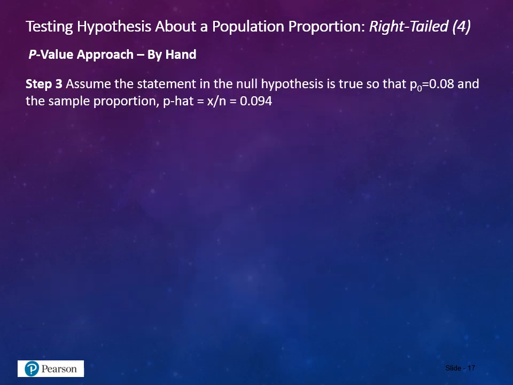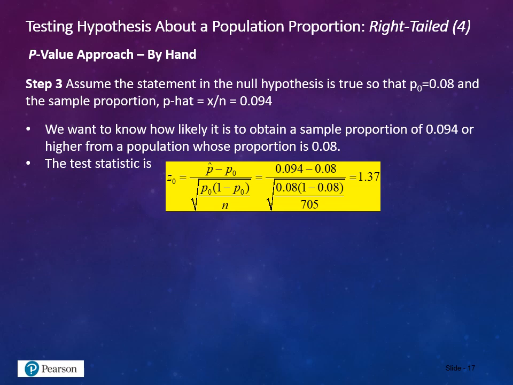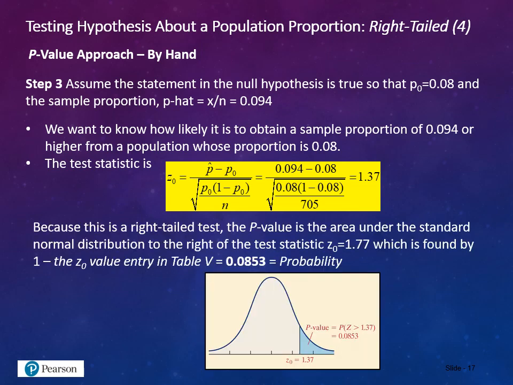If we take the p-value approach by hand, again, we have to go through the first two steps again to validate the data as normal and do some calculation. Assume the statement in the null hypothesis is true, again, that p sub 0 equals 0.08, and the sample proportion p hat is 0.094. We want to know how likely it is to obtain a sample proportion of 0.094 or higher from a population whose proportion is 0.08. So the test statistic that we're going to calculate, Z0, again, is 1.37.